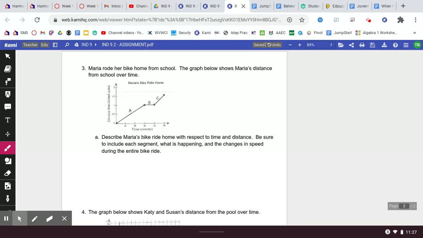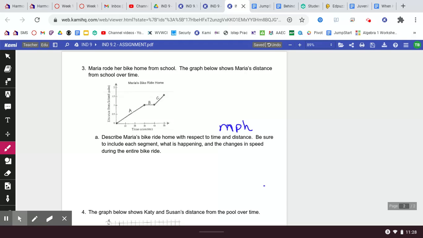All right. Okay, real quick, since we're recording, we need to keep going, guys. All right, so number 3, Maria rode her bike home from school. The graph shows Maria's distance from school over time. So again, we've got distance over time, so we know a lot of our answers here are going to include miles per hour. Describe Maria's bike ride with respect to time and distance. And that should tell you, when you see respect to time and distance, that should tell you miles per hour. Be sure to include each segment, what is happening, and changes in speed during the entire bike ride.